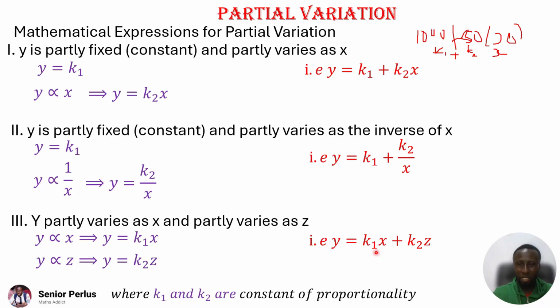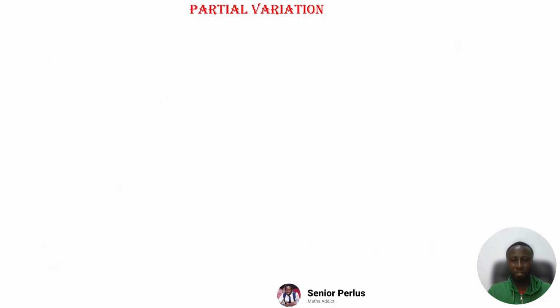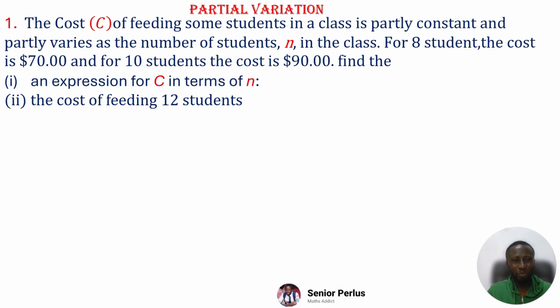Good. So let's solve an example. Example 1 under partial variation. The cost of feeding some students in a class is partly constant and partly varies as the number of students, N, in the class. So let's do that one. Solution: let's write the mathematical expression of that. The cost, that's the C, of feeding some students in a class.